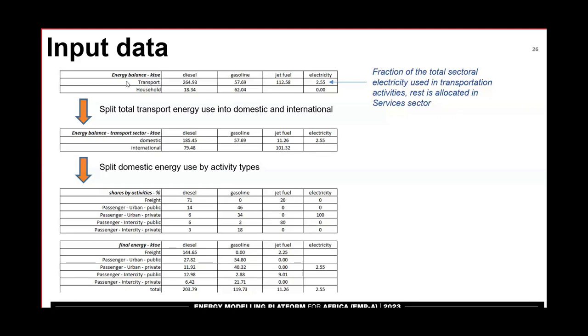For example, if we have this first table here, then this diesel that is used in the transport sector, we need to split according to what is used for domestic activity and what is used for international activity. And gasoline, the same, jet fuel, the same, and so on and so forth. So that is the first step, to split it according to international and domestic. And after the domestic activity, we have again to split it according to freight activity, according to urban activity, and according to intercity activity. So when we split it like that, we will have an energy balance that is written like the last table that we have there.